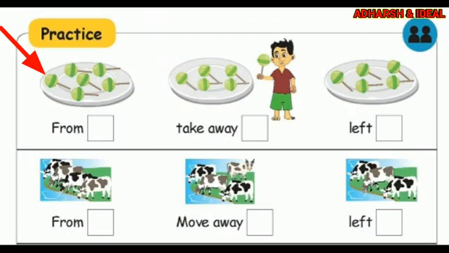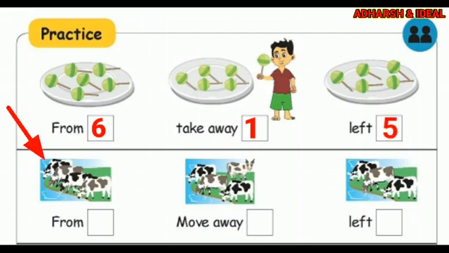See the practice. First question. There are 6 lollipops in the plate. Look at there. A little boy takes away 1 lollipop from the plate. Listen carefully. From 6 lollipops, 1 lollipop is taken away from the plate. Now tell me how many lollipops are left in the plate? Yes, there are 5 lollipops left in the plate. So write number 5 in the box.